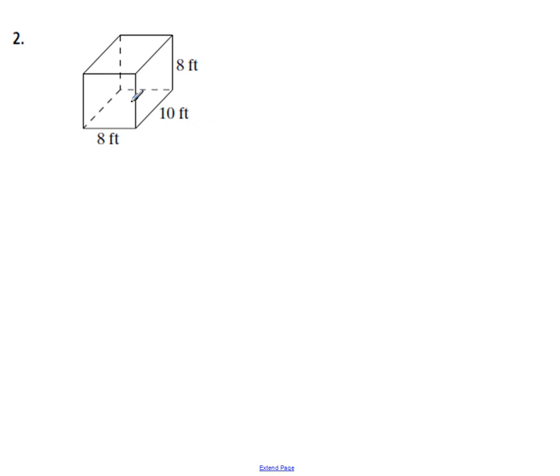So this is a rectangular prism. Even if it was a cube, it wouldn't change that much. Our formula is still big B times H.